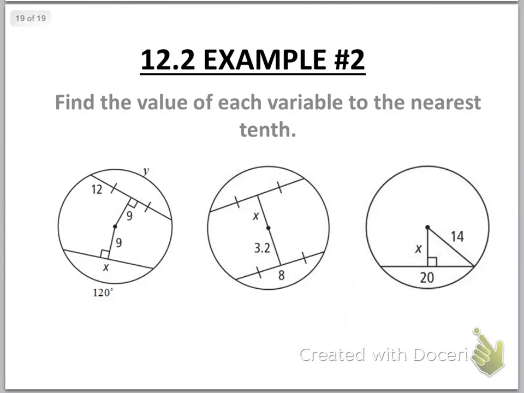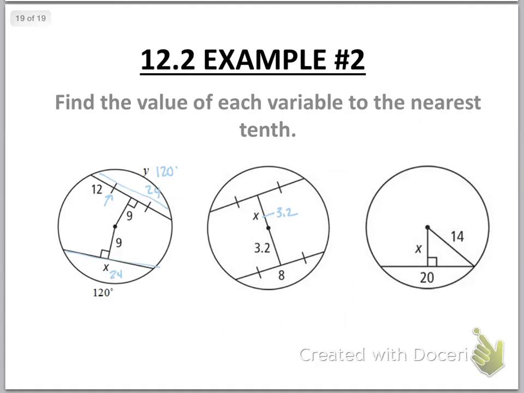Okay, so if they are equidistant, that means these should be congruent. So this one should be 3.2 as well. These ones are equidistant. So if this part of it is 12, since they're congruent, that means that whole thing is 24, which means x. If they're equidistant, that means the chord should be congruent. So this is 24, which also means this arc will be the exact same, that 120.